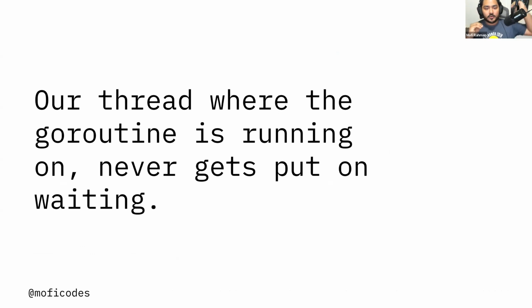So our thread where the Go routine is running never gets put on waiting, right? It's just in the same thread, we're just passing between the Go routines, and the thread thinks it's just working. It doesn't think that something has stopped, because the Go runtime takes care of moving the Go routine back and forth. So how does all of this work?